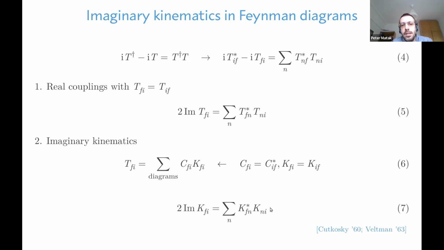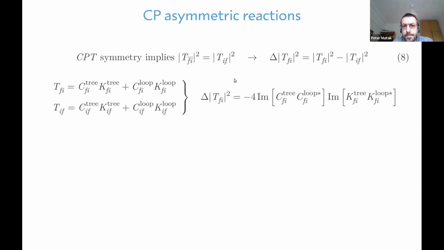But the main point of this introduction is that when we have a diagram, usually of higher order, it can develop an imaginary part in kinematics. Okay, so how is it related to the CP asymmetric reactions? First, we assume the CPT symmetry. So the most standard theories like QED, the Standard Model, all these theories are CPT symmetric. We do not include any exotic types of Lagrangians.